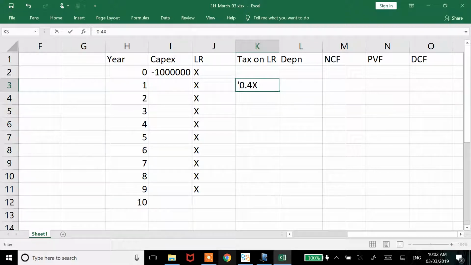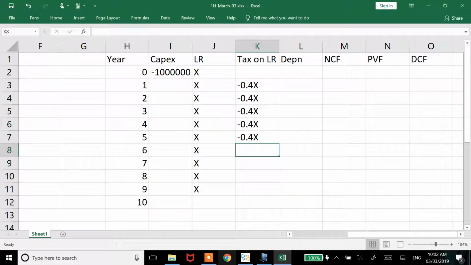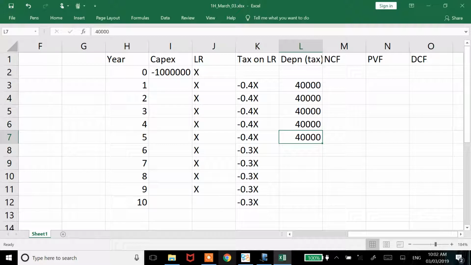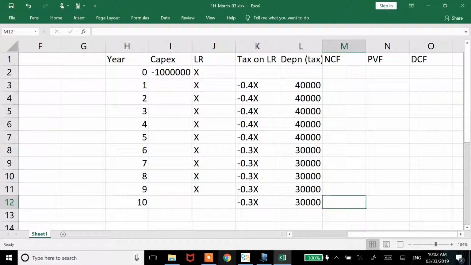Tax on lease rent is minus 0.4x for the first 5 years, and the next 5 years is minus 0.3x. Depreciation, I'll write only the tax benefit. The benefit is 40,000 rupees for the first 5 years and 30,000 for the next 5 years. NCF is capex plus lease rent plus tax on lease rent plus depreciation benefit.